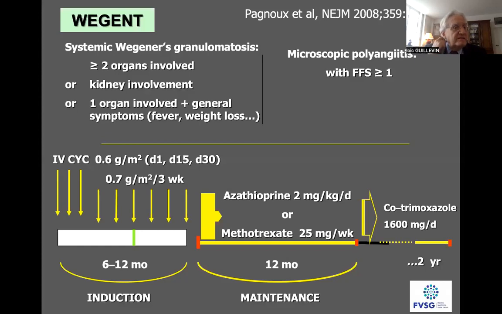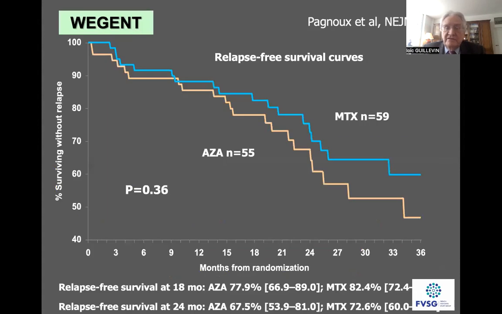In this study, we concentrated on the maintenance treatment. All patients were treated initially with pulse cyclophosphamide and afterwards randomized to receive either azathioprine or methotrexate. And you can see that the results are the same. Methotrexate is not superior to azathioprine, which is not superior to methotrexate.